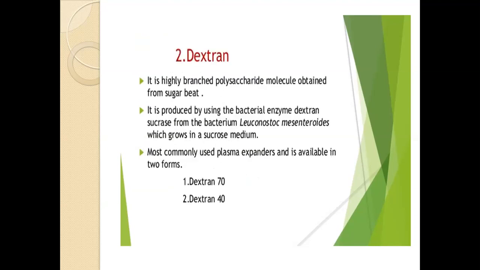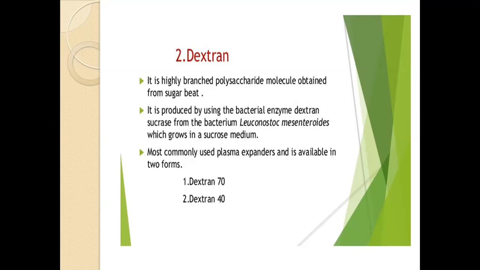So number 2 is dextran. It is a highly branched polysaccharide molecule obtained from sugar beet. It is produced by using the bacterial enzyme dextran sucrase from the bacterium Leuconostoc mesenteroides, which grows in sucrose medium.